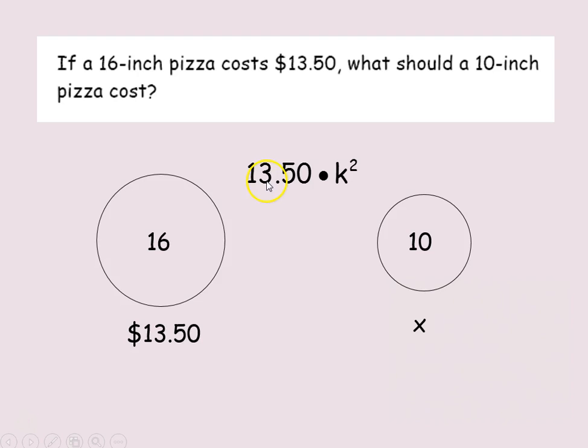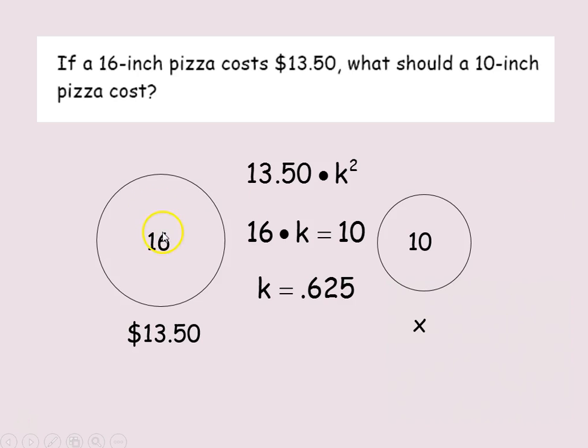So we're going to do $13.50 times k squared, because we're talking about areas here. And we know that 16 times k is going to be 10, and it's k and not k squared because the 16 is a 16-inch pizza. A 16-inch pizza is a length. Inches is a length, not inches squared, not inches cubed. It's just straight inches. So 16 times k is going to be 10. Solving for k, we get a scale factor of 0.625.